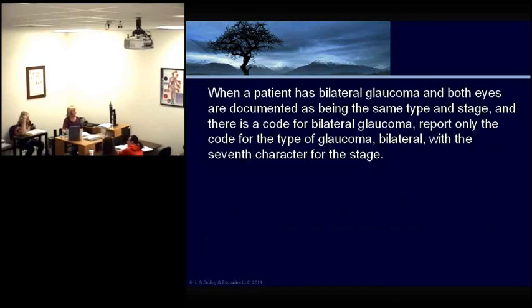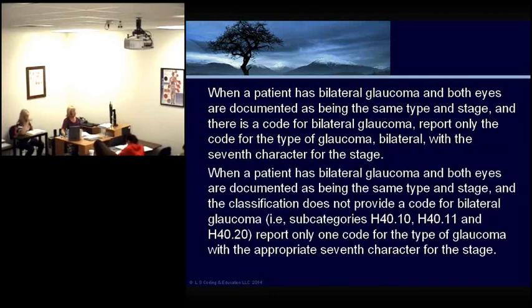Okay, when a patient has bilateral glaucoma and both eyes are documented as being the same type and stage and there's a code for bilateral, you're going to use the bilateral code, right? There's no point in using one for each eye as long as the stage and everything is exactly the same. When a patient has bilateral glaucoma and both eyes are documented as being the same type and stage and the classification does not provide a code for bilateral, report only one code for the type of glaucoma with the appropriate 7th character for the stage.